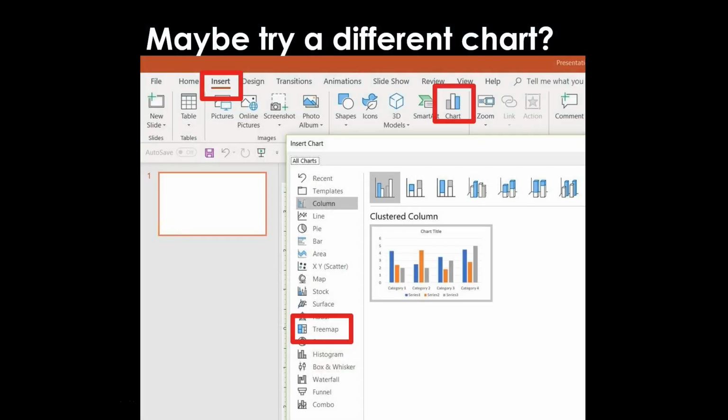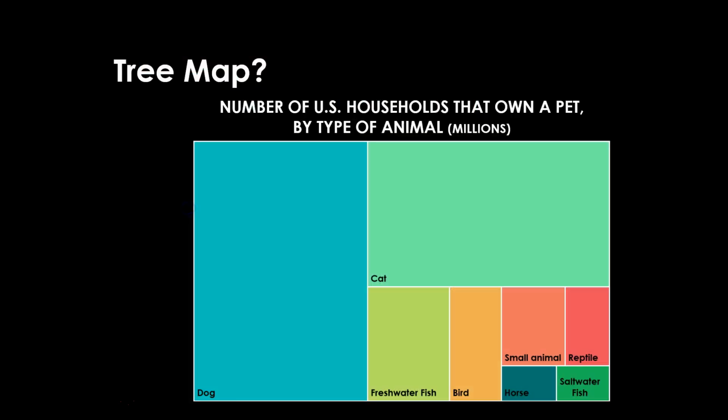Now maybe there's a different chart you could try. In PowerPoint, there are a multitude of charts that you could insert. One of the newer charts in PowerPoint is a tree map, and just out of curiosity, I did a tree map of the data. And I thought this was a vast improvement over the pie chart for sure.